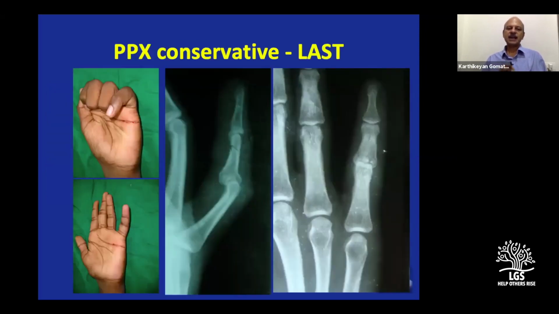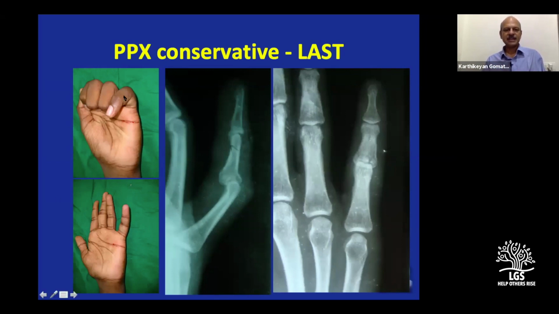Now, there is another method of management for head fractures of the proximal phalanx or basal fractures of the middle phalanx. It is one of the conservative methods, I told you. It is called long aluminium splint traction.